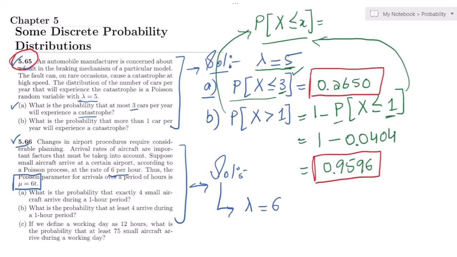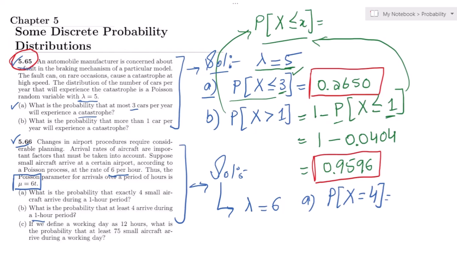Lambda is 6. On the basis of it, part A is: what is the probability that exactly 4 small aircraft arrive during a 1 hour period? So part A is the probability that x is equal to 4, because exactly 4 arrived during the 1 hour period. Therefore this lambda will remain the same.